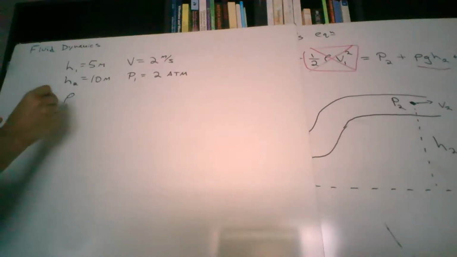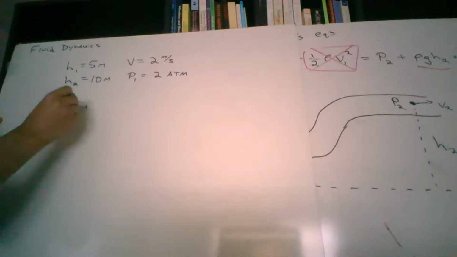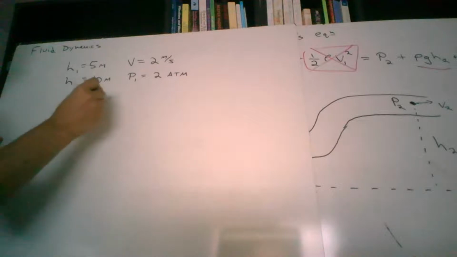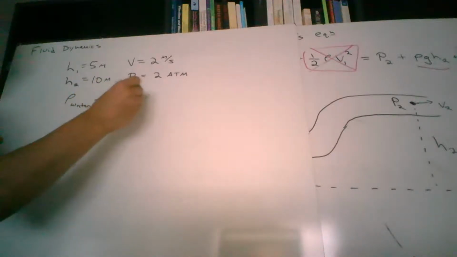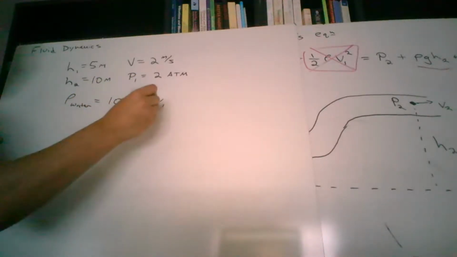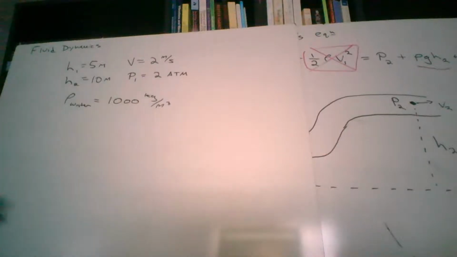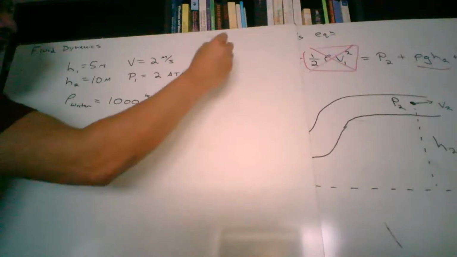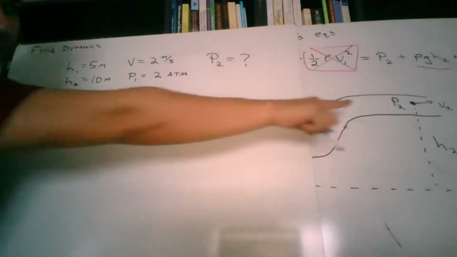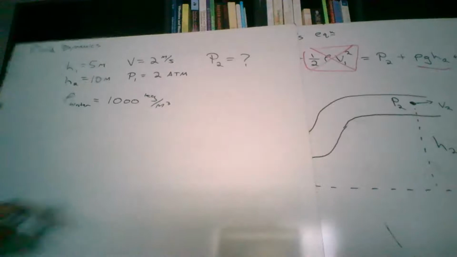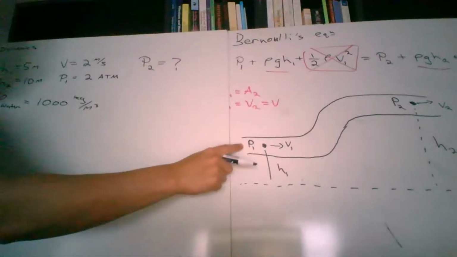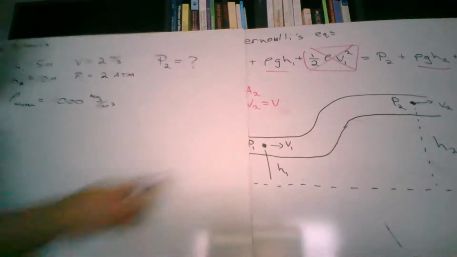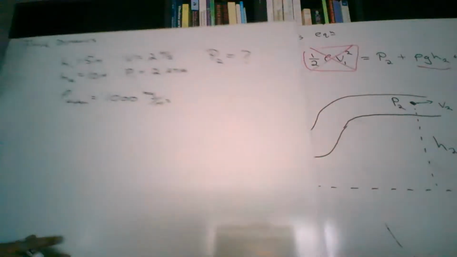So the density of water is equal to 1,000 kilograms per meter cubed. So that's the density of water. And what we want to know is what is the pressure at the second height. So what's the pressure over there? If it's 2 ATMs over here, what's the pressure over there going to be? Is it going to be bigger than the pressure at 1? Is it going to be less than the pressure at 1?